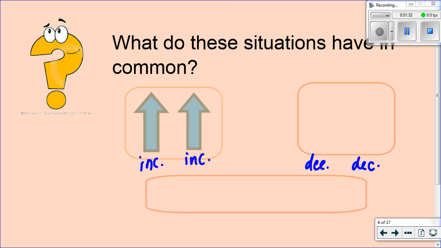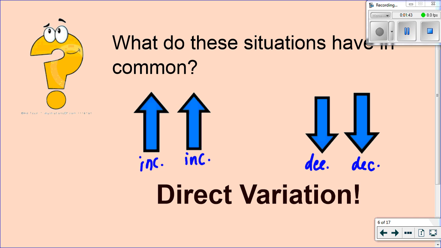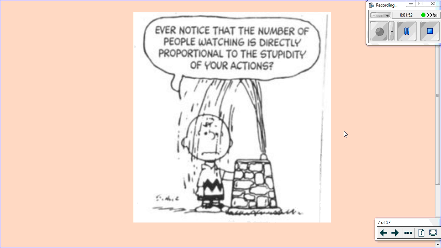As I increased one thing, so in two of these situations, I increased one variable, the other variable also increased. And for the other two situations, as I decreased one variable, the other variable also decreased. Okay, that's a direct variation relationship. As one thing increases, the other also increases. As one decreases, the other also decreases. So as Charlie Brown says, did you ever notice the number of people watching is directly proportional to the stupidity of your actions? As your actions become more embarrassing, it seems like more people are watching.